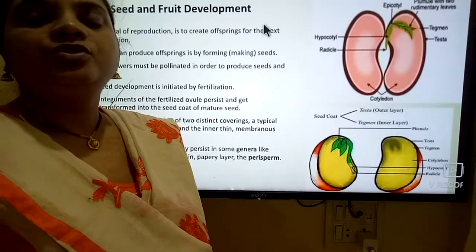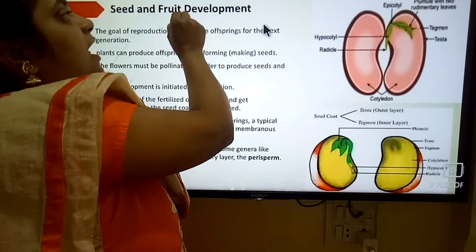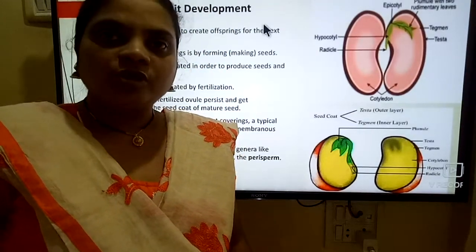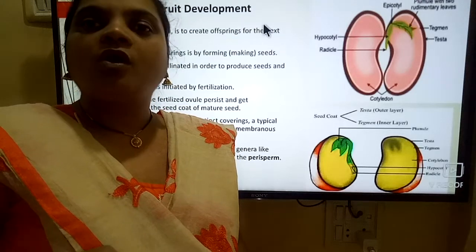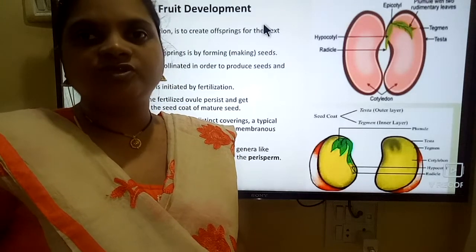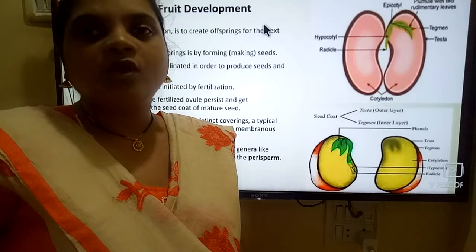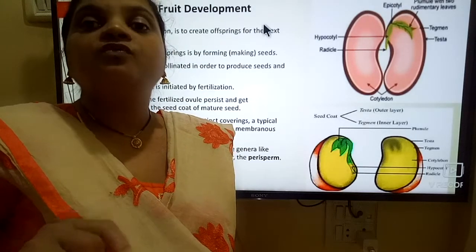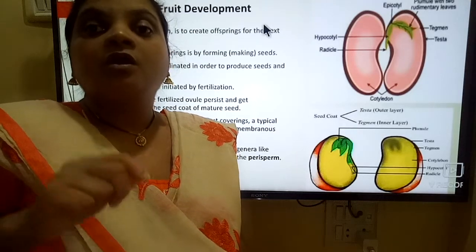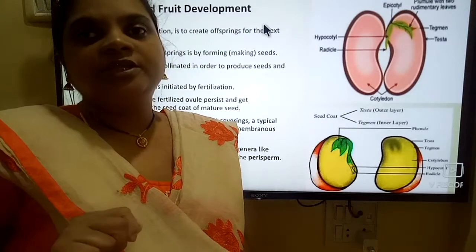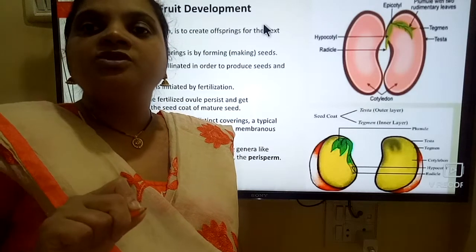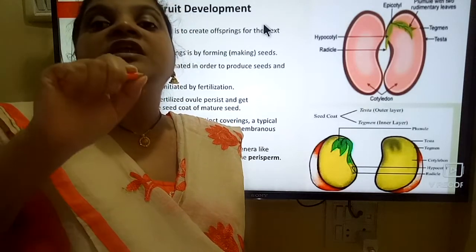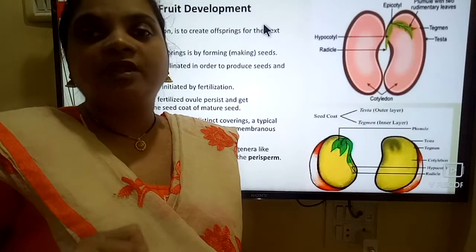Hello students, today's topic is seed and fruit development. The main goal of reproduction is to create offspring for the next generation. Plants can produce their offspring by forming seeds. For seed formation, the flower must be pollinated, and after pollination, fertilization takes place. Fertilization initiates the seed development.